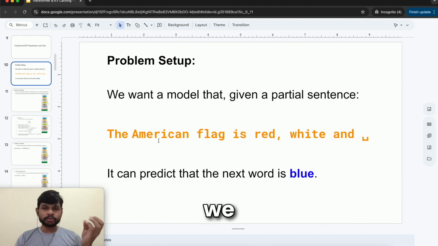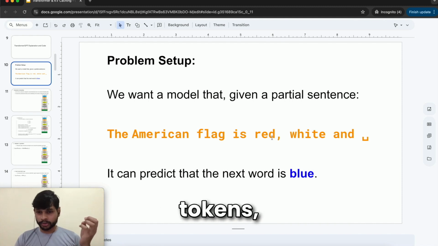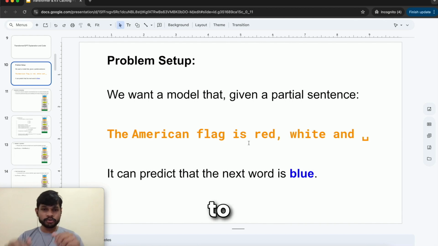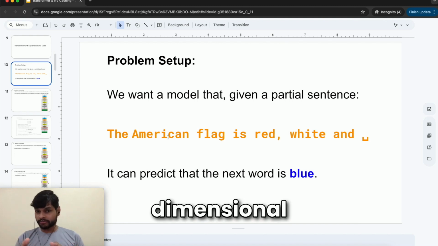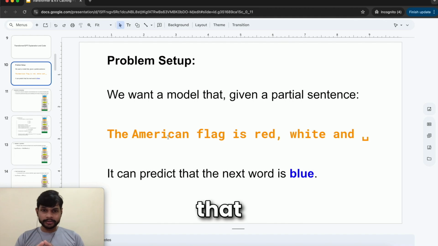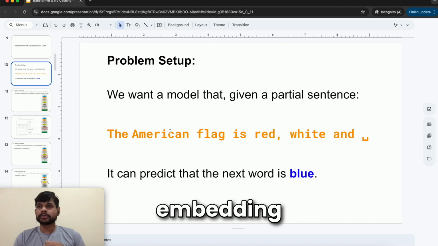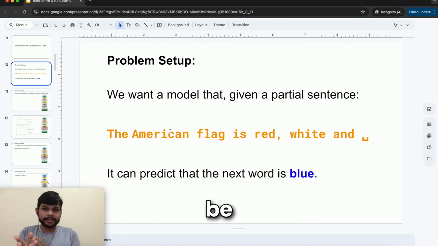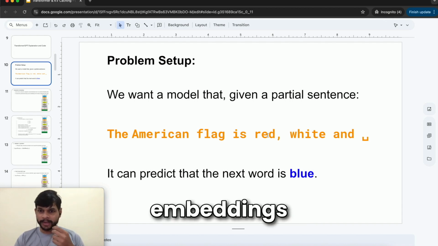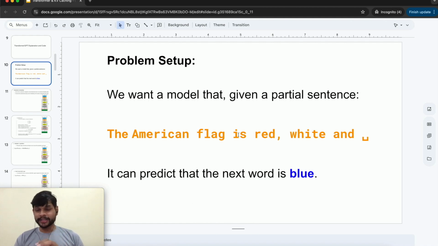So the first step is we have the vectorized forms of these tokens, which are then converted to something called embeddings. An embedding is a higher dimensional vector, and the overall idea is that the embedding vectors of similar sounding words or similar meaning words should be similar in nature. For instance, the embedding of American and the embedding of, let's say, Mexican might be similar in nature. That's just an example.